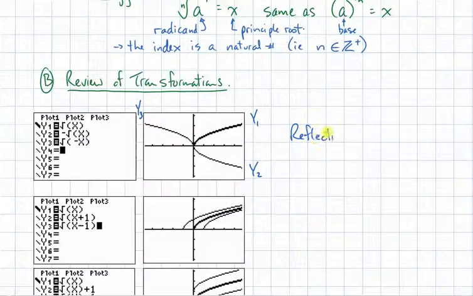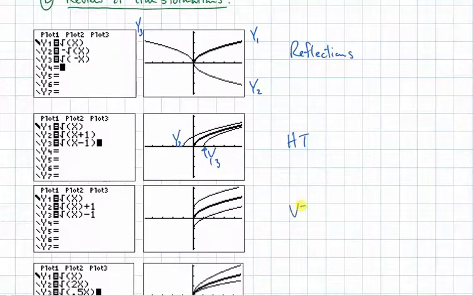The next thing that I'll remind you of are translations horizontally. Notice that these values are inside the square root or the function. The y2 is a movement to the left, and the y3 is a movement to the right. Again, principal square root x as a reference is the bold. So this is horizontal translations. Next, vertical translations. Movement up is y2, movement down is y3.